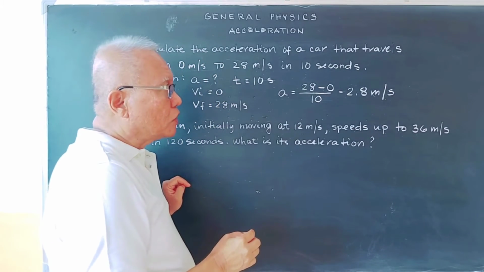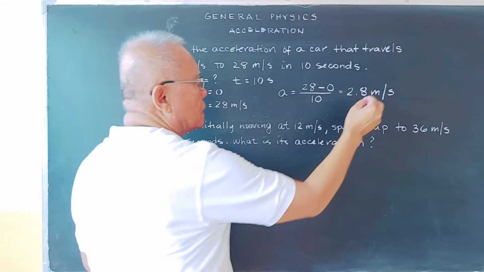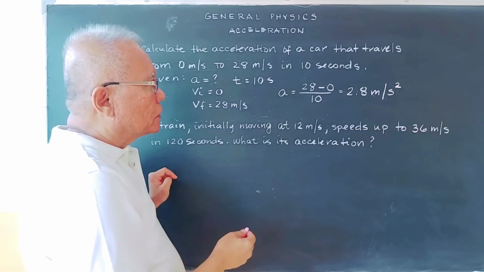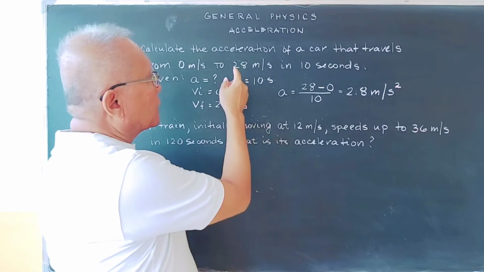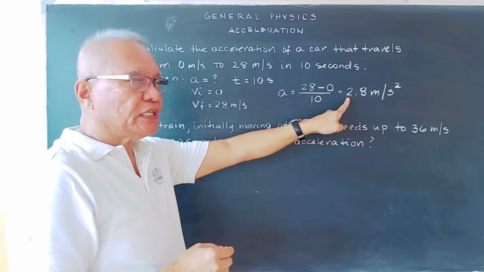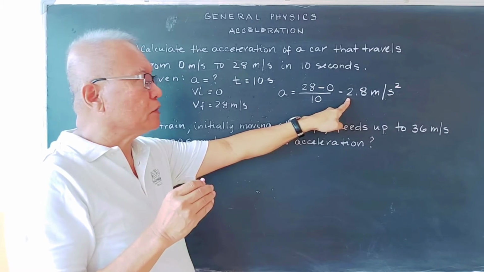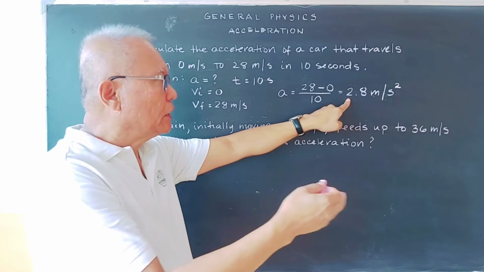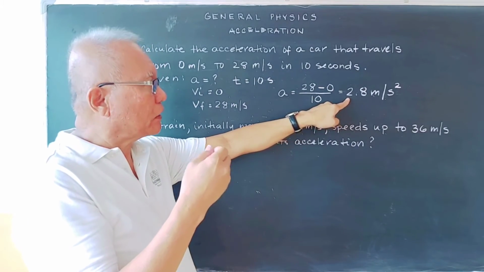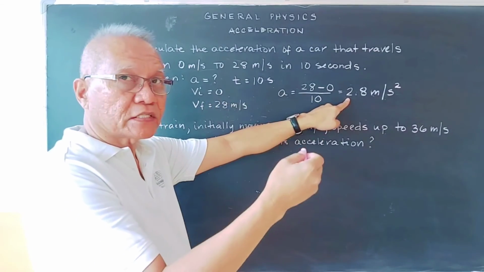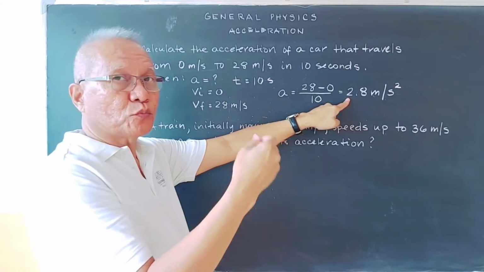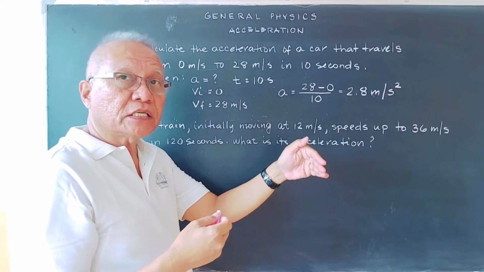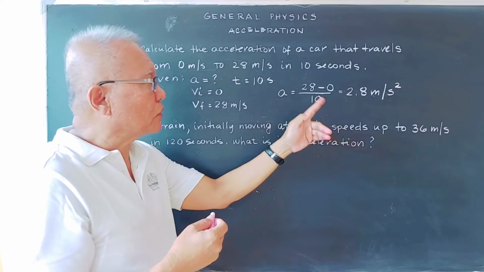Not yet. It is wrong because the unit is meter per second. You have to put the second squared here. Put the square there. It means that the car is speeding up at a rate of 2.8 meter per second every second. Okay, 2.8 now. After a second, it will become 5.6, and then after another second, plus 2.8 to that 5.6, and the speed is increasing and increasing because that is positive.